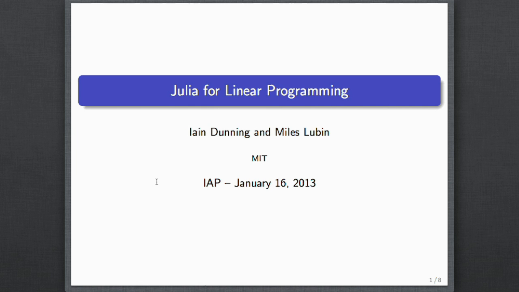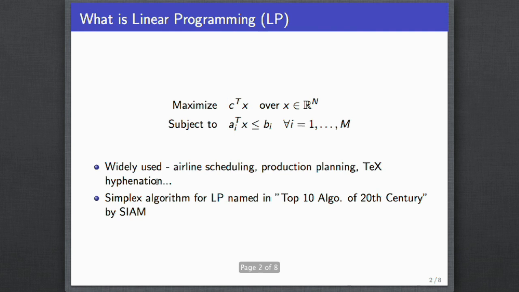All right, so this is Julia for an entirely different field, operations research, linear optimization. Miles and I are in the Operations Research Center here at MIT, and we solve problems like this a lot. In linear programming, we have decision variables x, which are generally continuous but sometimes can be integers, and we want to maximize or minimize a linear function of these variables subject to a set of linear constraints.